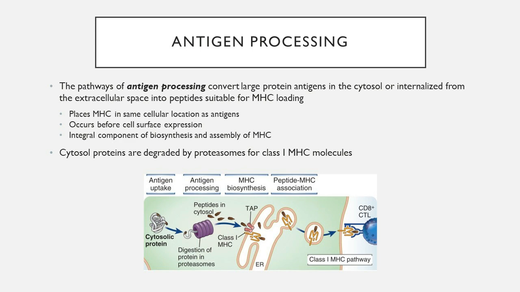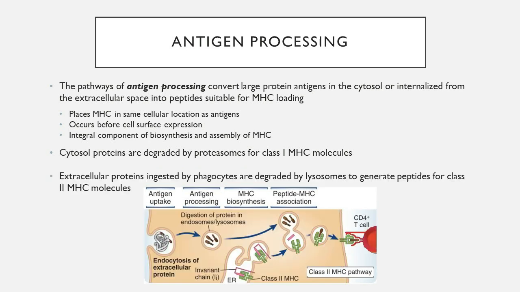Now, there are two key differences in the assembly and processing of the class 1 and class 2 MHC molecules. First is that cytosol proteins are degraded by proteasomes in the cytosol specific for class 1 MHC molecules. On the other hand, extracellular proteins ingested by phagocytes are degraded by lysosomes to generate peptides for class 2 MHC. So I want you to start thinking phagocytes, class 2. Class 1, any virus or whatever that can get into the cytosol and not endosome is designated for class 1 MHC molecules.